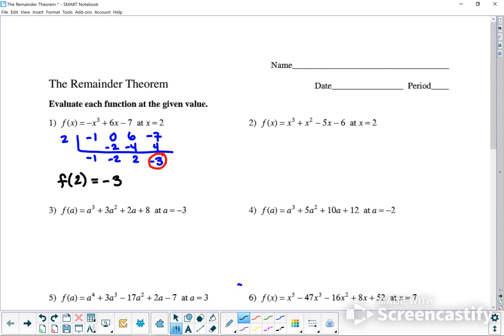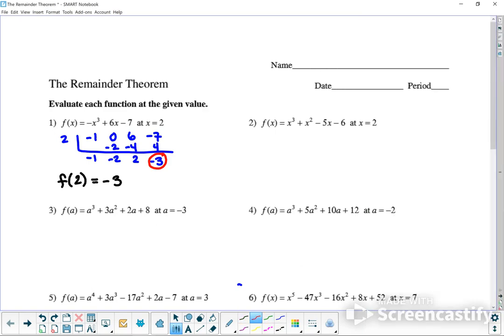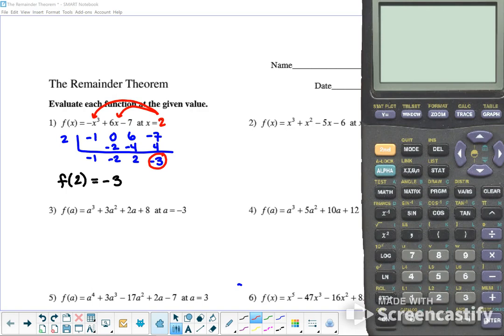Okay, and we're going to go ahead and check that one really quick. So you can do it the old way that you've learned in the lower math classes. You can literally just take the 2 and plug it into your x's. So that's what I'm going to do on the calculator, just to double check. You can put the 2 in there, so it'll be negative 2 to the third power plus 6 times 2, and then -7. The answer comes out to be -3, just the same.